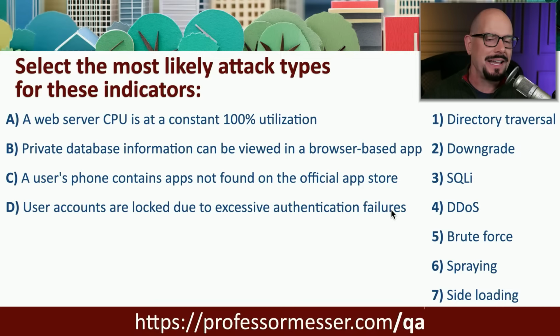Again, for those listening in, the indicators are a web server CPU is at a constant 100% utilization. Private database information can be viewed in a browser-based app. A user's phone contains apps not found on the official App Store. And user accounts are locked due to excessive authentication failures. The attacks are directory traversal, downgrade, SQLi, DDoS, brute force, spraying, and side loading. Let's see how you do with this one. If you think you know the answers to these, lock them in, folks. Go to ProfessorMesser.com/QA to lock in your answer. See how you do with this one.